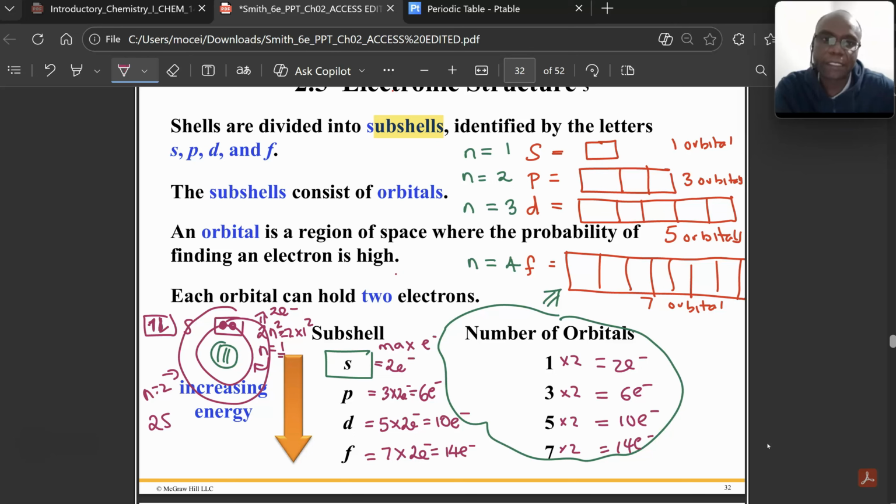What I'm saying is that you just put up and down, up and down, seven times, and you get 14 electrons in F. Up and down five times, you get 10 electrons in D. Up and down three times, you get 6 electrons in P. Up and down once, you get 2 electrons maximum in S.